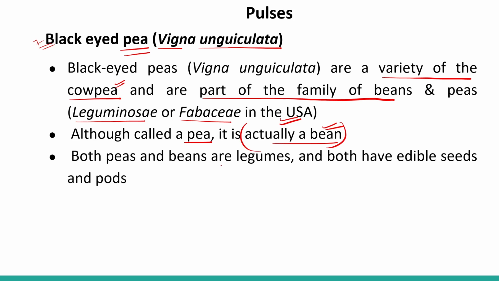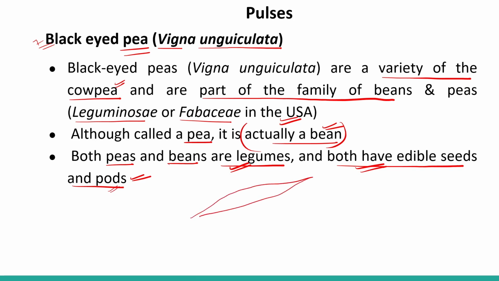Both peas and beans are legumes and both have edible seeds and pods. So whether it is a pea or a bean, they belong to the legume family, Leguminosae, and both have edible seeds, and the seeds are present in the form of pods. So here you can see this is a pod, and if we open the pod, we can see the seeds that are arranged in this form, right? So this is a pod.